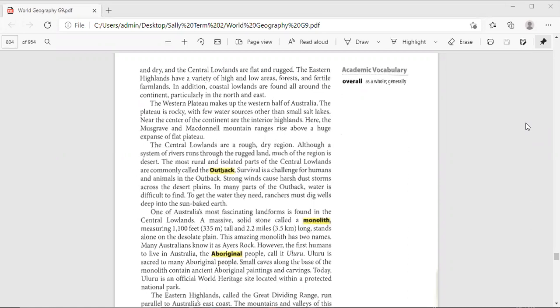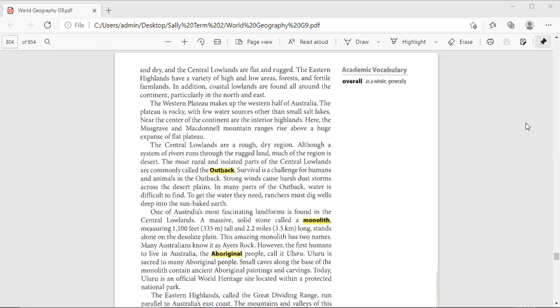Thank you, Muhammad. Ritaj, please repeat them again. The main landforms there: the interior highlands in the center, and the Musgrave and the McDonald mountain ranges. Thank you very much. What about the central lowlands?